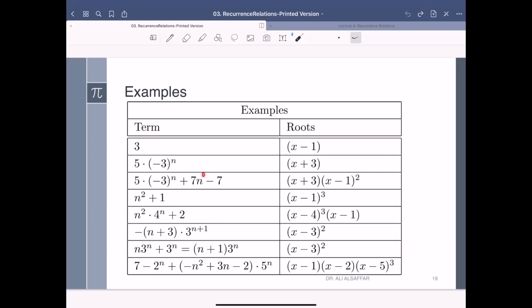Why do you consider each part separately? Why don't you just consider all of it as one polynomial of degree 1? In this case, you will have only 2 roots. So the root for this part is this, and the root for this polynomial of degree 1 is this. Now here we have only a polynomial of degree 2, so the root will be x minus 1 raised to power 3. Here we have a polynomial multiplied by exponential, so the root for this part will be x minus 4 raised to power 3, and here we have a constant, so x minus 1.